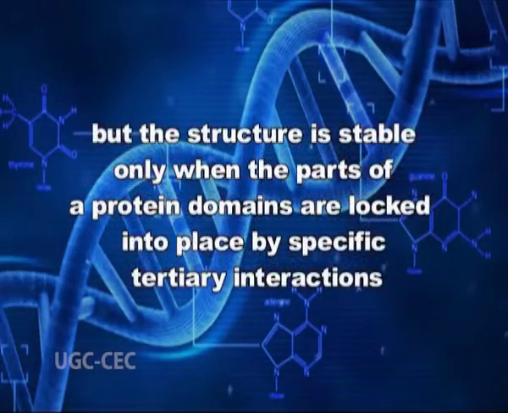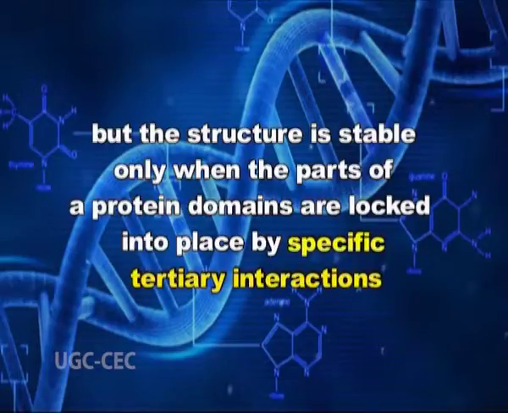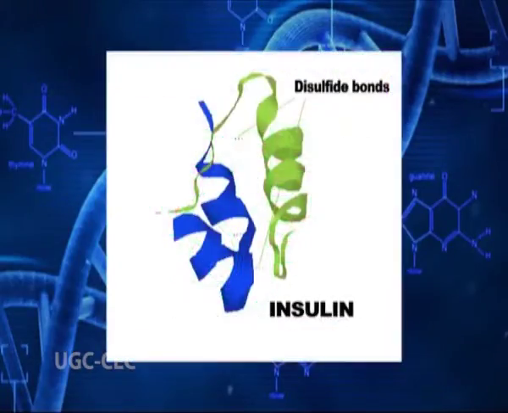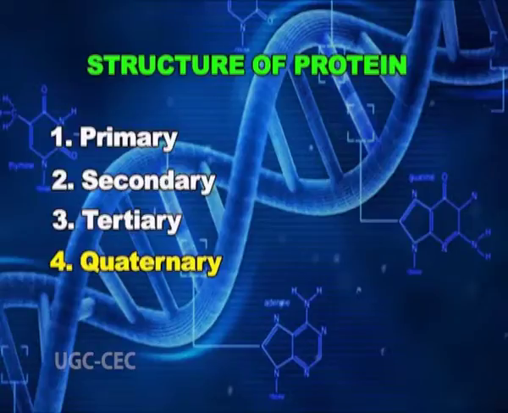But the structure is stable only when the parts of a protein domains are locked into place by specific tertiary interactions such as salt bridges, hydrogen bonds and the tight packing of side chains and disulfide bonds. The disulfide bonds are extremely rare in cytosolic proteins, since the cytosol is generally a reducing environment. For example, insulin has two polypeptide chains that are joined by two disulfide bonds. Quaternary structure.